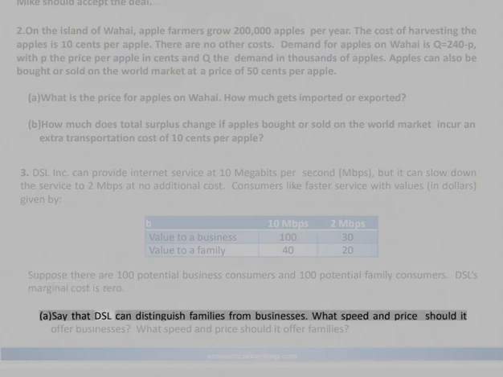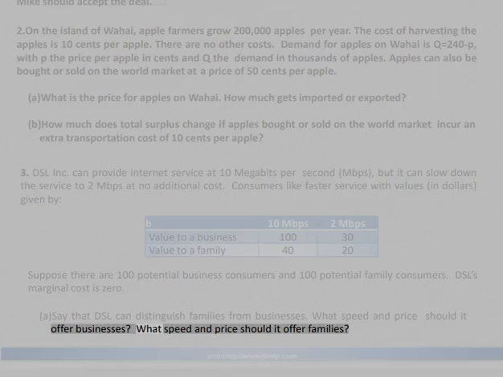A. Say that DSL can distinguish families from businesses. What speed and price should it offer businesses? What speed and price should it offer families?